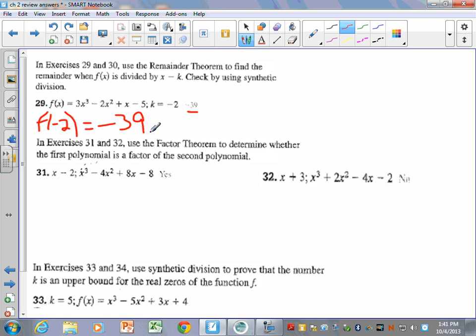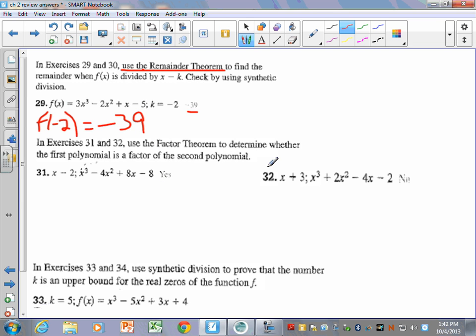Did you get that if you did that? It says check by using synthetic division. It's okay if you did. That just means when you do synthetic division, you should also get a remainder of -39. But if I say use the remainder theorem, that means you just plug it in. That's why we love the remainder theorem.